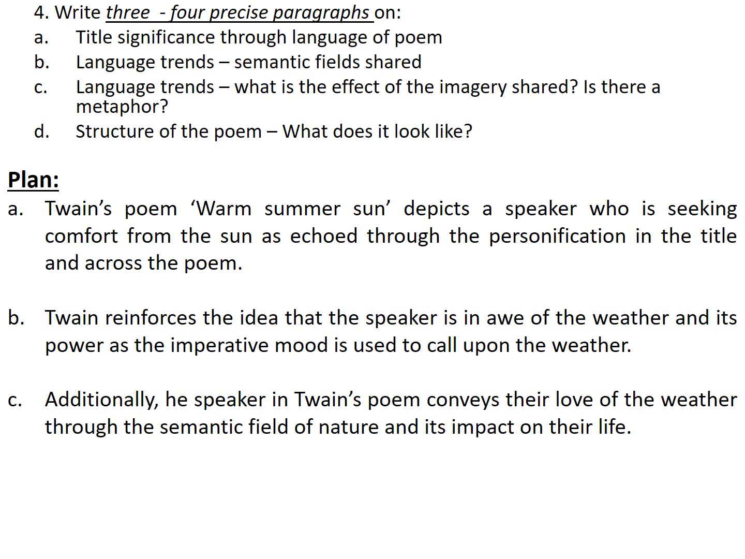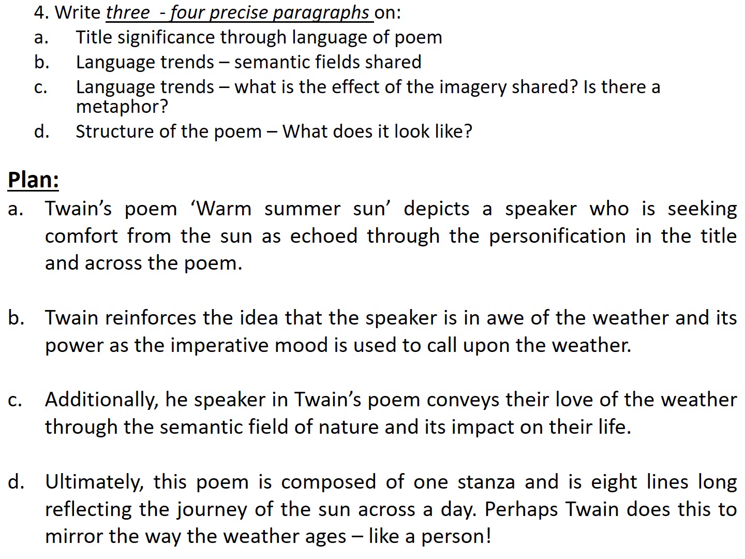And I'd say something like this. Ultimately, this poem is composed of one stanza and is 8 lines long, reflecting the journey perhaps of the sun across the day. Now your magic word in English analytical writing is perhaps. And I'm saying here an additional sentence for you. Perhaps Twain does this to mirror the way the weather ages, like a person does. You're trying to find something deeper in the poem.